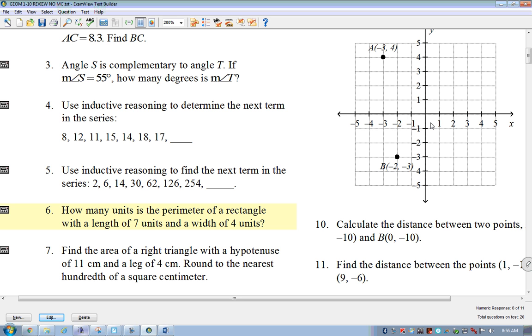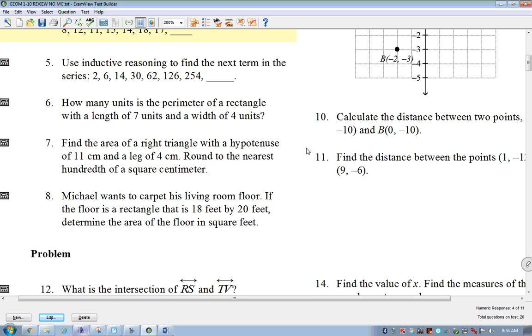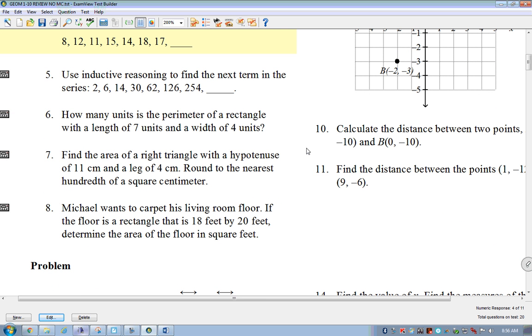Okay, Katie's good. Chandler? Number 8. Okay. I'm going to go ahead and count 3 as done. Number 8. Okay, let's take a look. Michael wants to carpet his living room floor. If the floor is a rectangle that's 18 by 20 feet, determine the area of the floor in square feet. You're just taking 18 times 20, right? Because a rectangle's area is length times width. So 18 times 20 is what?